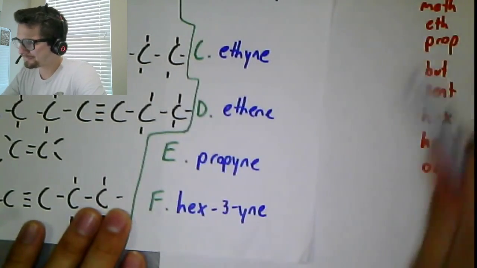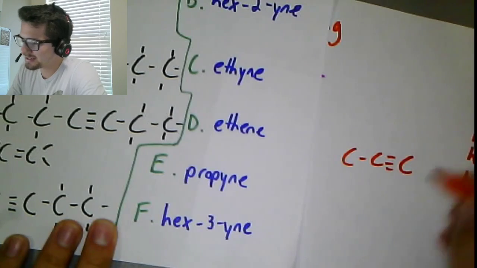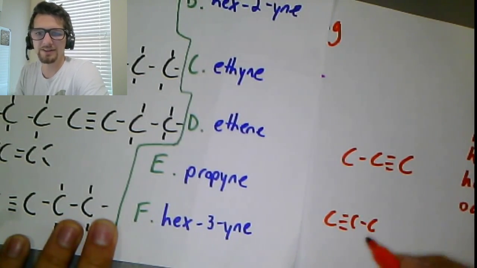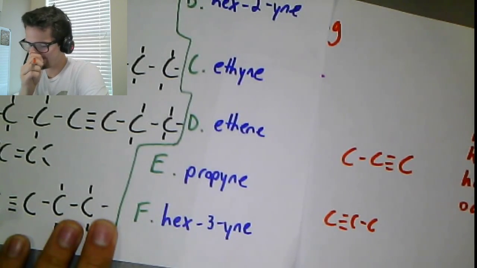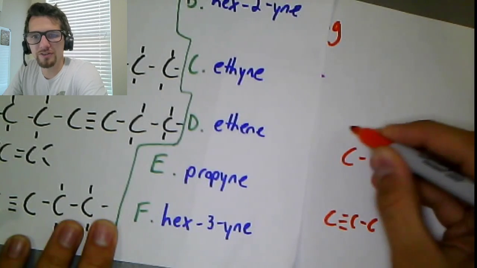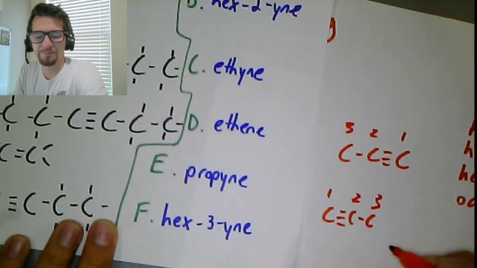So check this out. If I have this guy and this guy, right? They look different. So if I named this from the busiest end, it would be 1, 2, 3. If I named this from the busiest end, it would be 1, 2, 3.